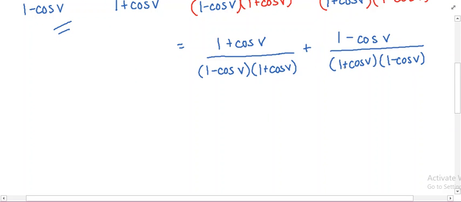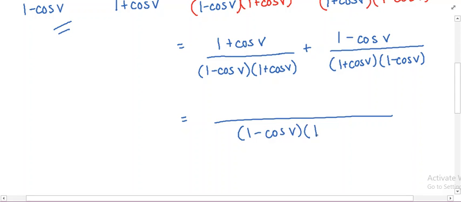They have the same denominator. So once you've established that common denominator, you keep that common denominator, and then you add across the top, and that's going to combine these things into one fraction. So let's keep our common denominator, which is 1 minus the cosine of v times 1 plus the cosine of v. Again, I haven't multiplied it out yet. And now we're just going to add across the top.